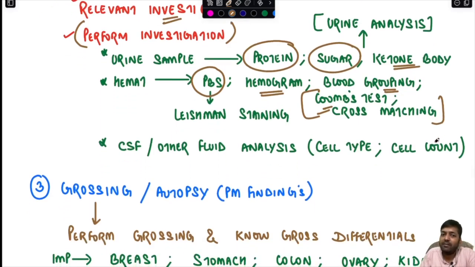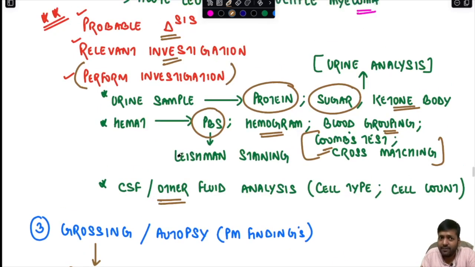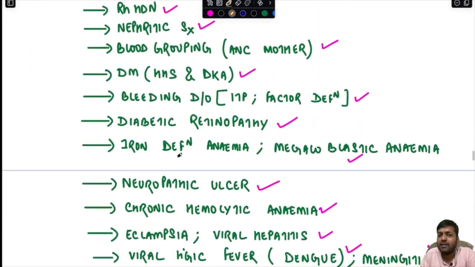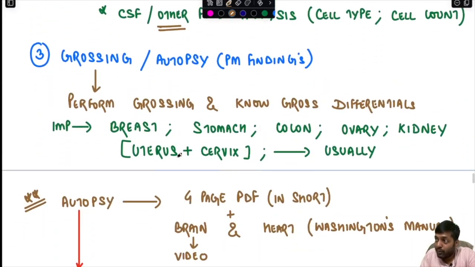Then you might be provided with a CSF fluid, or any fluid, and you have to do the CSF or fluid analysis, the cell type and cell count. Okay, a Neubauer's chamber will be provided to you, so you have to do these tests. This is very commonly asked. So this is about the clinical pathology, the problem cards, and the exercises that you have to perform.